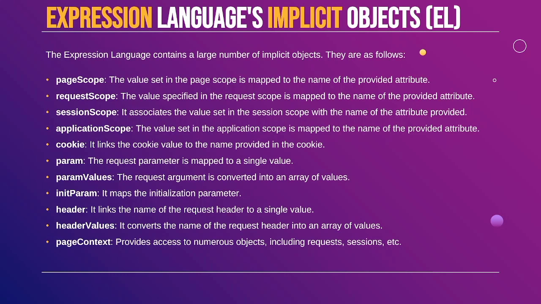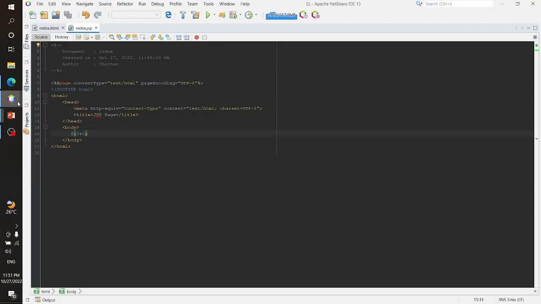So let us get on to an example. So basically here the JSP compiler sees the dollar and the curly brackets form in an attribute. It generates the code to evaluate the expression and substitutes the value of the expression. So that is basically how it works.